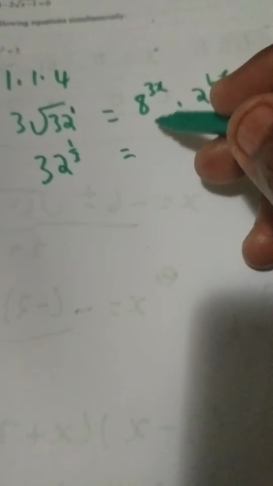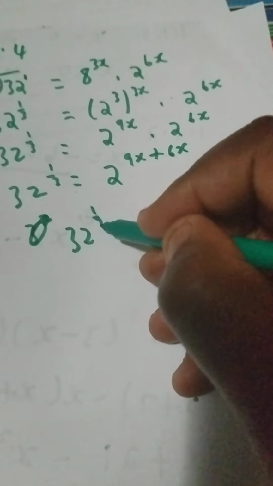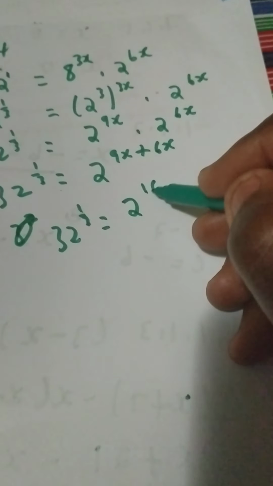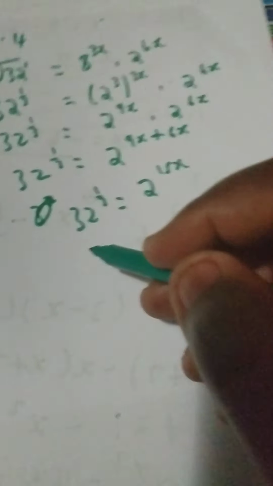Remember now, first law, same base, they're multiplying. We add the exponent. This will be 9x plus 6x, right? This will be 32 to the power 1 over 3. 9x plus 6x, that will be 15x, right? Then 32, wait, I'm having 2.